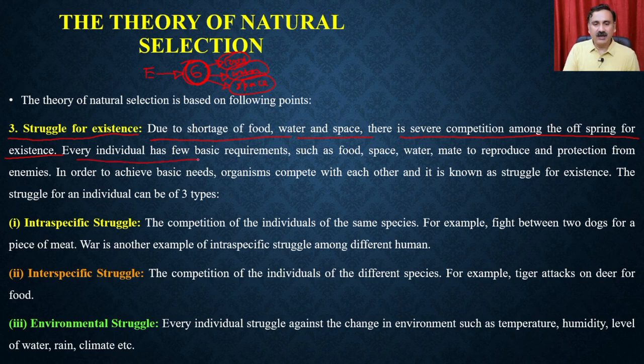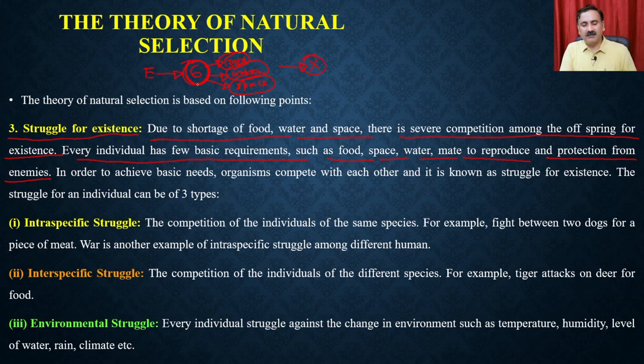So every individual has a few basic requirements such as food, space, water. They are also looking for their partners, right, so that they are able to reproduce. And then they also require protection from the enemy. And if anything goes wrong, for example, if they could not get food or space or water, or they could not get a space to hide so that they can be protected from the animal, that is going to end their life. So because of this, there will be a competition, and because of that, all the 6 are not going to survive, right?